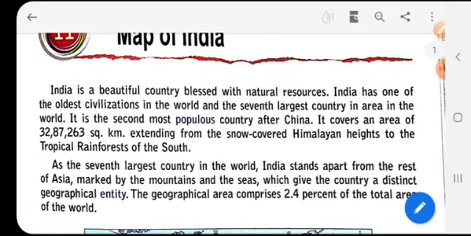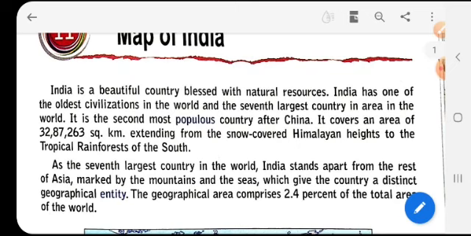India is a beautiful country blessed with natural resources. India has one of the oldest civilizations in the world and is the seventh largest country in area in the world. Considering all the countries of the world, India stands seventh from the top. It is the second most populous country after China; as per population, China is on the top, and next we come with India.